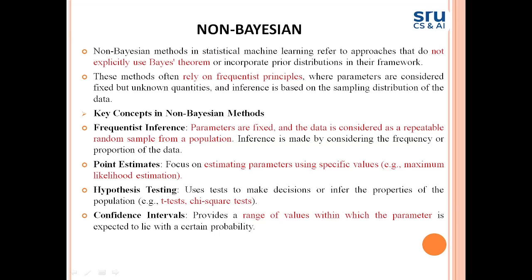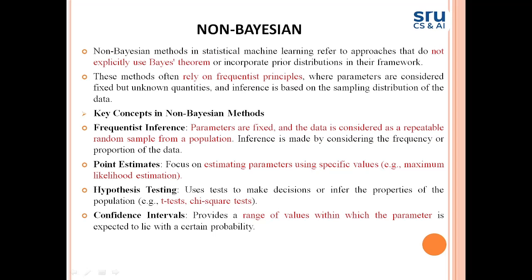The key concepts in non-Bayesian methods are frequentist inference, where parameters are fixed and data is considered as a repeatable random sample from a population. Inference is made by considering the frequency or proportion of the data. Point estimate: it is used to estimate parameters using a specific value, for example maximum likelihood estimation.